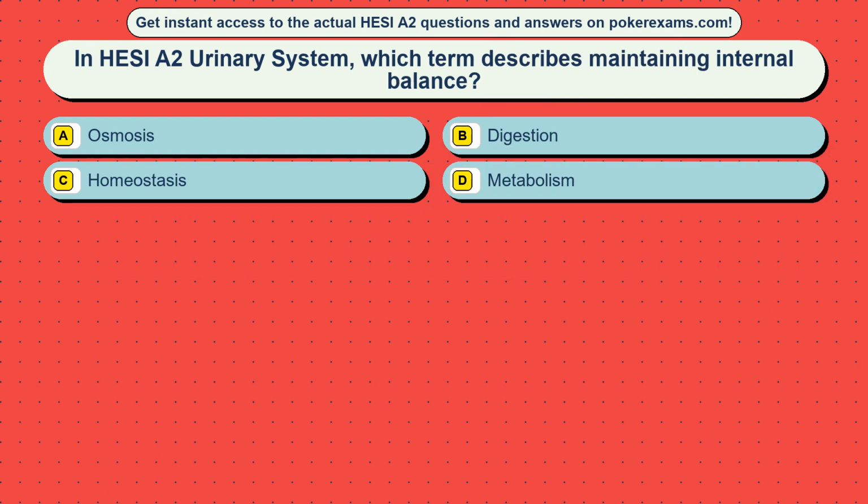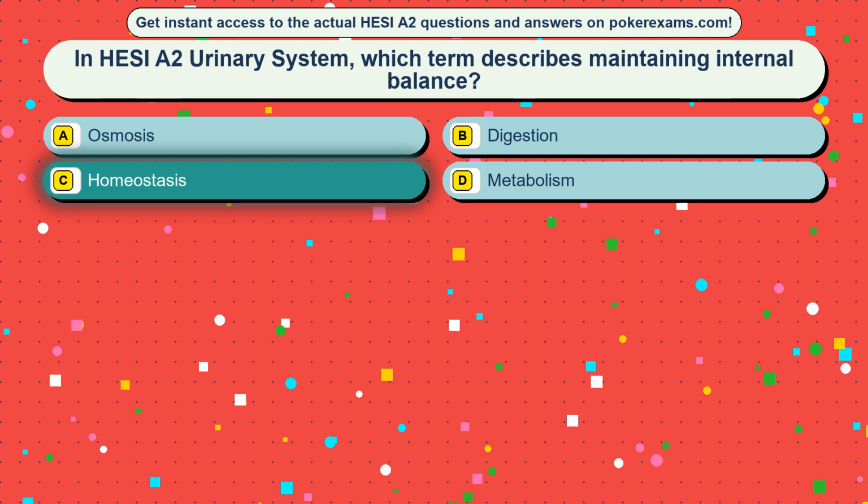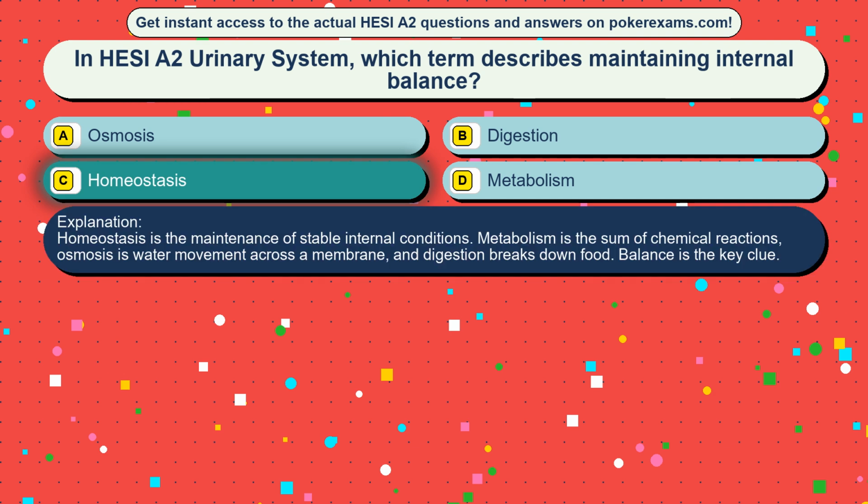Question 3. In HESI A2 urinary system, which term describes maintaining internal balance? Option A osmosis, option B digestion, option C homeostasis, option D metabolism. The correct answer is option C, homeostasis. Homeostasis is the maintenance of stable internal conditions. Metabolism is the sum of chemical reactions, osmosis is water movement across a membrane, and digestion breaks down food. Balance is the key clue.